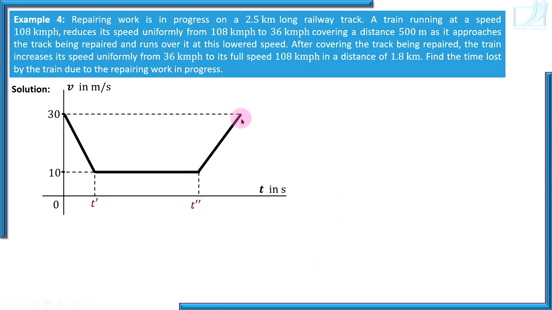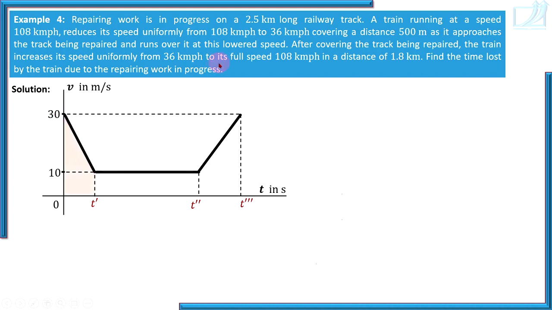Up to what time it is in accelerated motion, we don't know. So I have labeled it as T triple dash. So this is how the VT diagram is complete. But the area under the VT diagram is displacement. In this case, the area under the speed time diagram is distance traveled, and that is given. So we are going to use that information. Check.